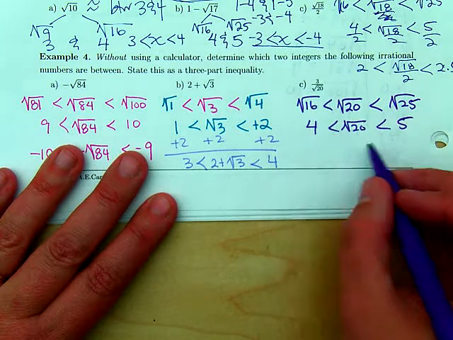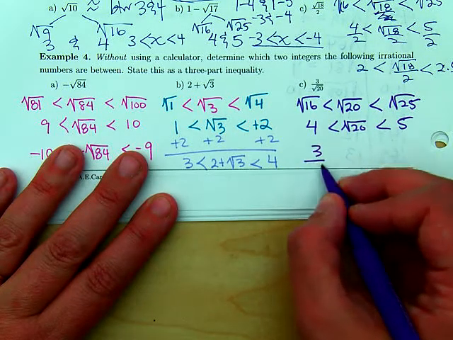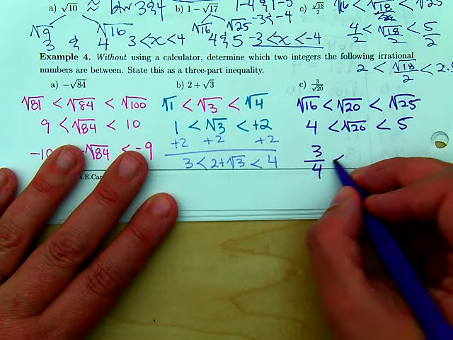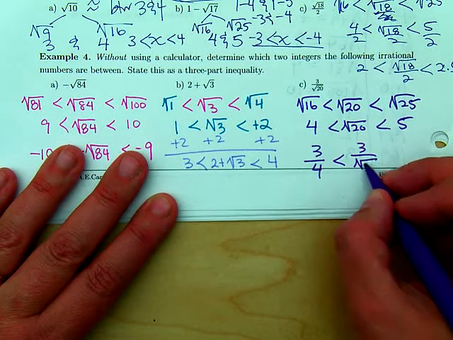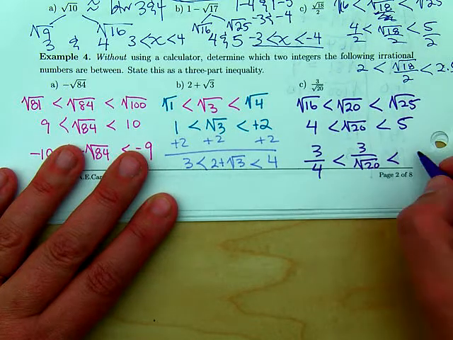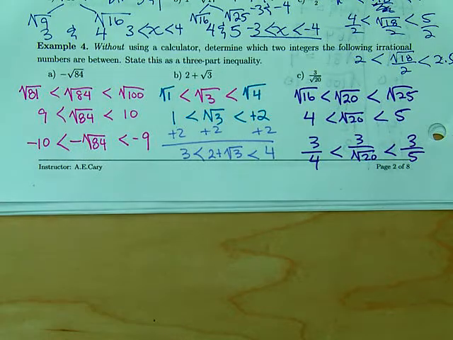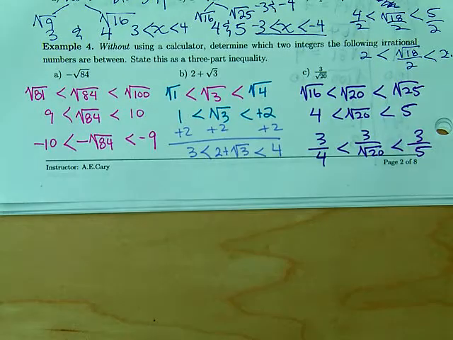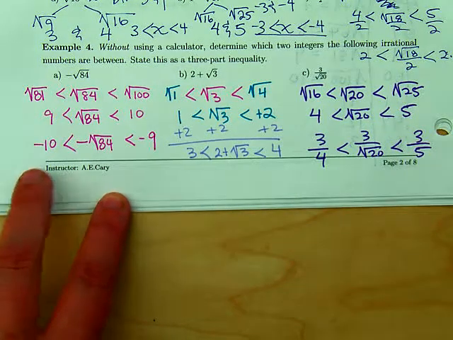Now, if I am going to divide all of these into 3, essentially the numerator is 3. 3/4 is less than 3 divided by the square root of 20, which is less than 3 divided by 5. So that problem looks like that. So that's what it means by a 3-part inequality. 1, 2, 3. Okay, let's go on to the next page.